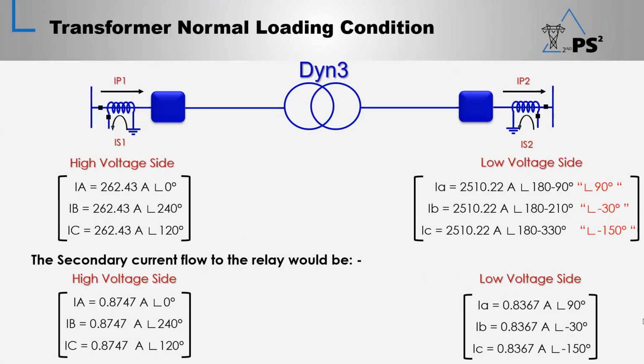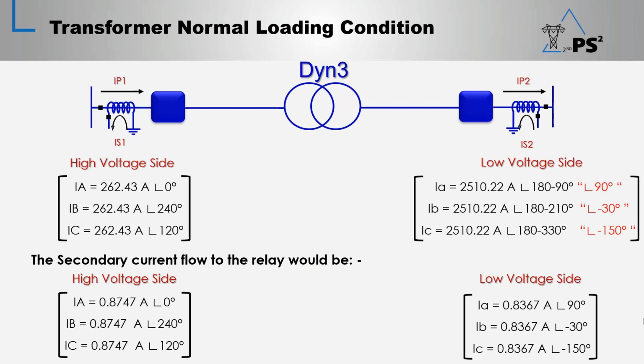During the transformer normal loading conditions, the currents would be, for the high voltage side, 262.43 ampere in all phases during the balance condition, while the angles would be 0, 240, 120. While the currents in the low voltage side of the power transformer would be 2510.22 ampere for the three phases, with angles of 90, minus 30, and minus 150.